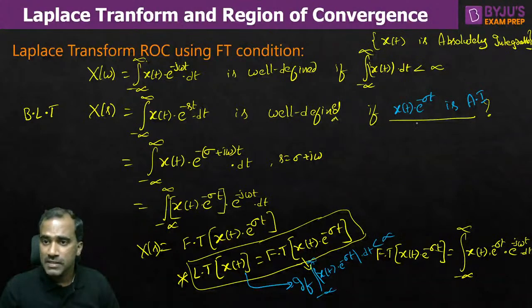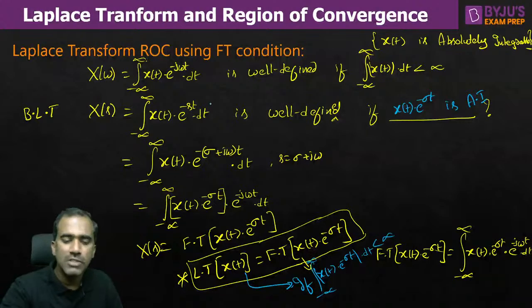For all values of sigma, this signal is not absolutely integrable, which means for certain values of sigma this satisfies the absolute integrability condition. For certain values of sigma means only for certain values of s, because sigma is part of s. For certain values of s only, this Laplace transform is well defined, not for all values of s. This Laplace transform need not be well defined for all values of s. The values of s for which it is well defined, we call the region of convergence.